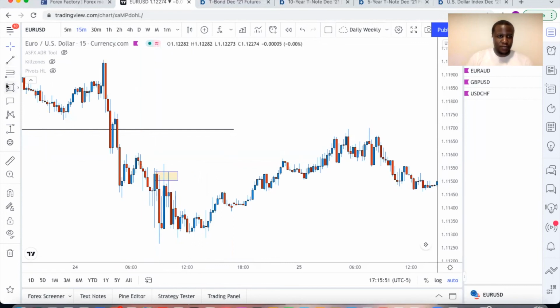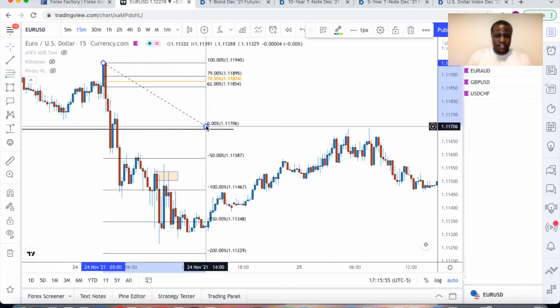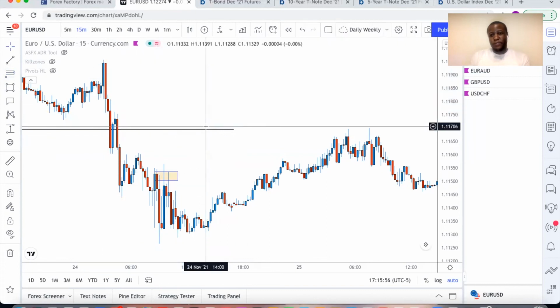It's so simple. And there's just rules to it. You have to follow the rules and you have to see the setup. If you don't see the setup, you simply don't trade. So that's the best thing about it.